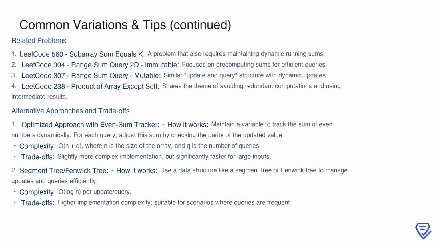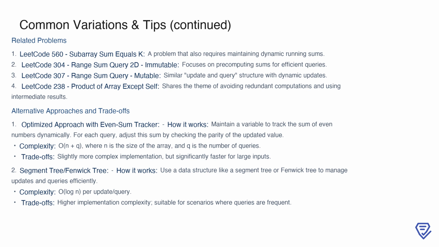For example, problem 560, subarray sum equals k, involves maintaining dynamic running sums. Problem 304, range sum query 2D immutable, emphasizes pre-computing values for efficient queries, while problem 307, range sum query mutable, features a similar structure of dynamic updates in queries. Lastly, problem 238, product of array except self, highlights the importance of avoiding redundant computations by leveraging intermediate results.